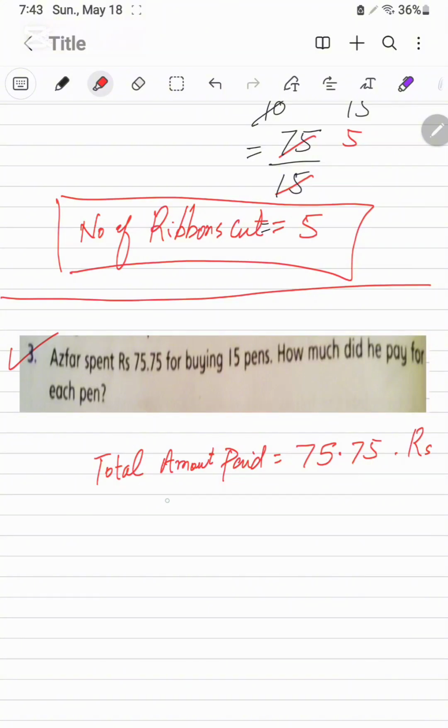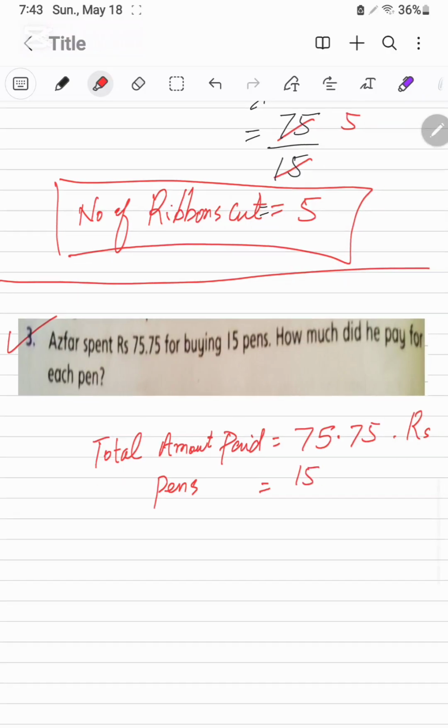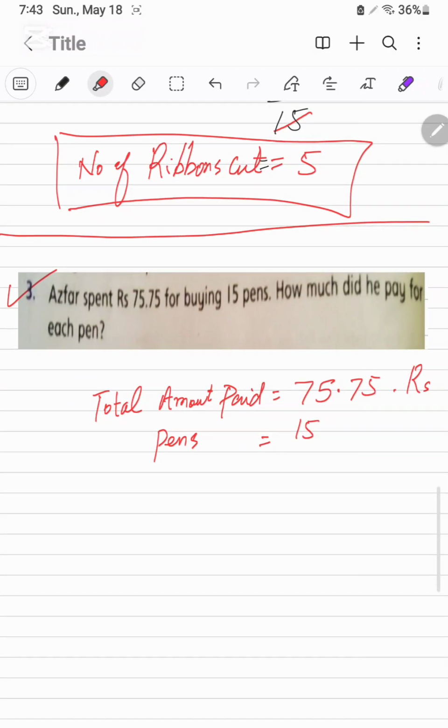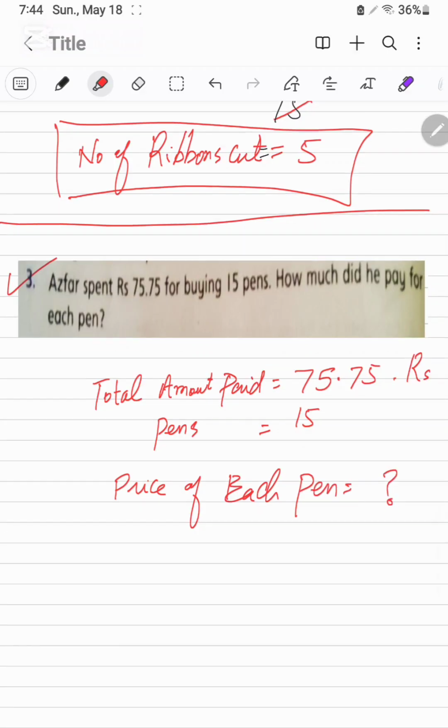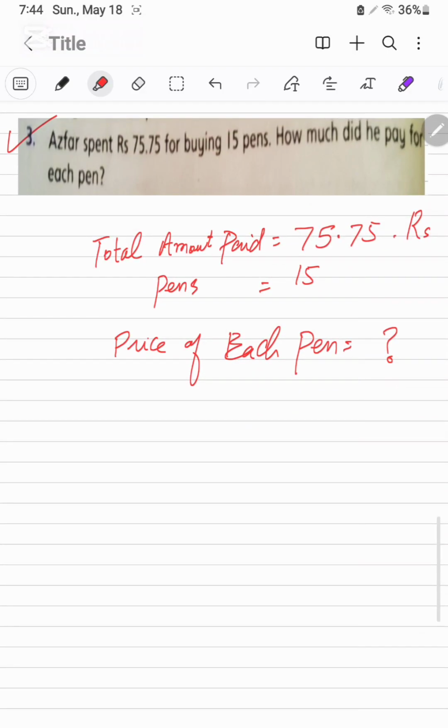Next, pens purchased, these are the 15. And now we are going to find out the number of pens. Not number of pens, we are going to find out the price of each pen. It is easy. We will divide the total amount by the number of pens, then there will be the price of each pen.